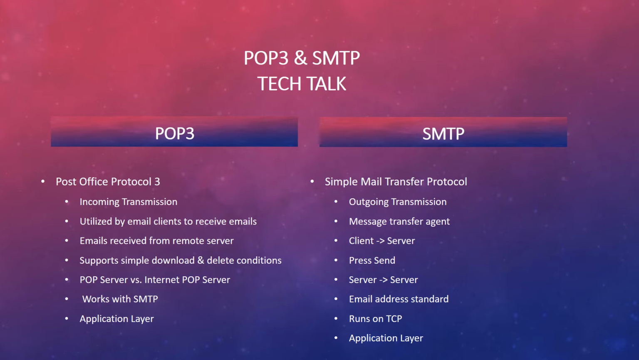A POP server versus the internet POP servers. POP servers are used in corporations. Multiple POP servers may be used to store personnel email mailboxes, whereas only one server may be used for a smaller company to store all employee email mailboxes. Internet POP servers allow email transactions to take place between users all around the world. It works in sync with SMTP by moving messages between mail servers. POP3 also runs on the application layer of the OSI model.